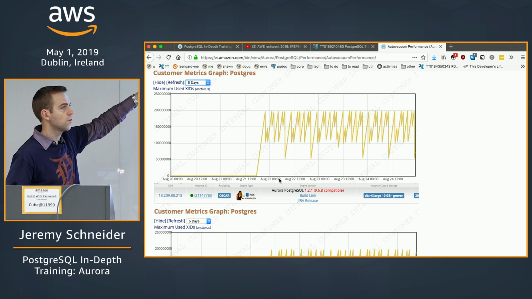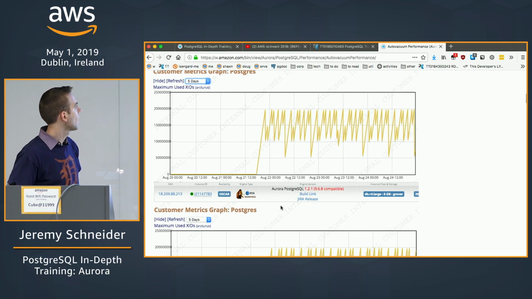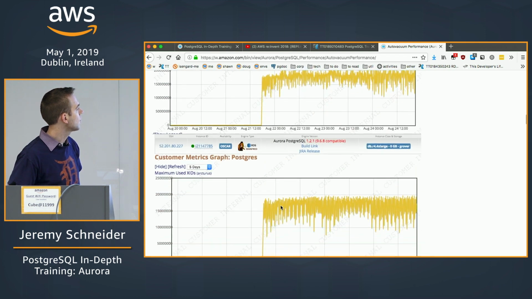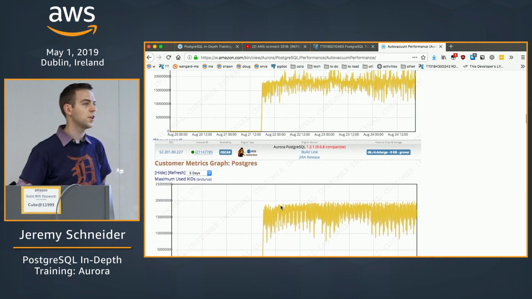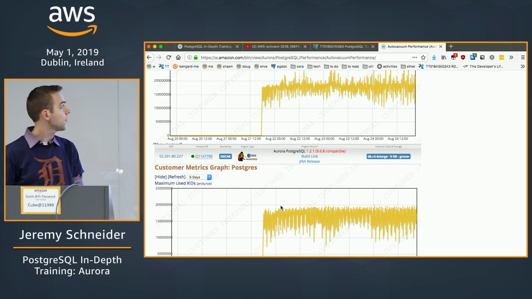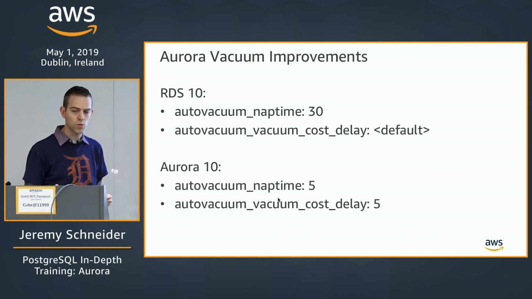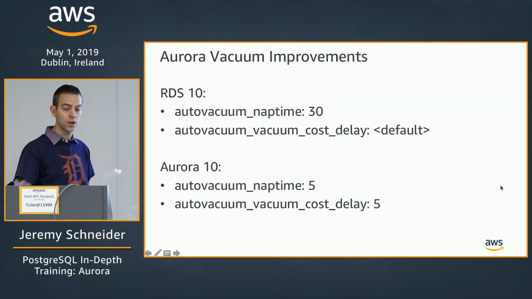Back up to 200,000, drops down. So that's what it looks like. And it kind of kept going down. It stayed stable. So you see that vacuum was able to keep up with the default settings. I think that's worth mentioning, that's just another improvement to vacuum that we've done in Aurora as well, after real careful work there.